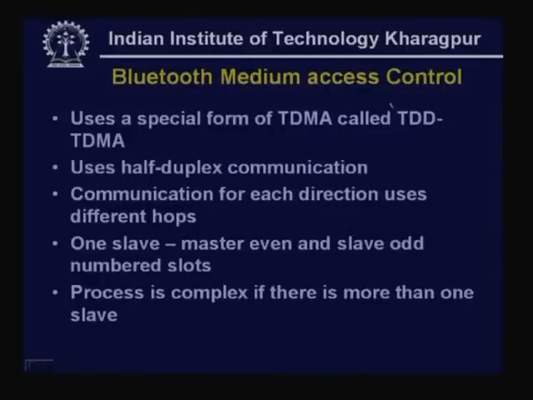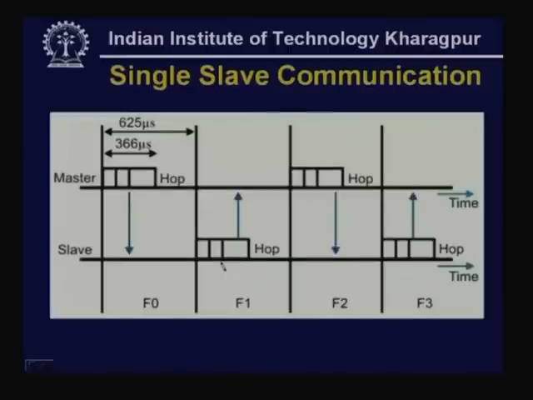And so far as the medium access control is concerned, it uses a special form of TDMA called TDD TDMA. So, this is essentially some kind of half duplex communication. As we shall see, it performs half duplex communication using this TDD TDMA approach, and communication for each direction uses different hops, different frequencies. In case of one slave and one master communication, the master uses even slots and the slave uses odd number slots, as we shall see. This process is more complex when there is more than one slave. Let us see how it is actually done.